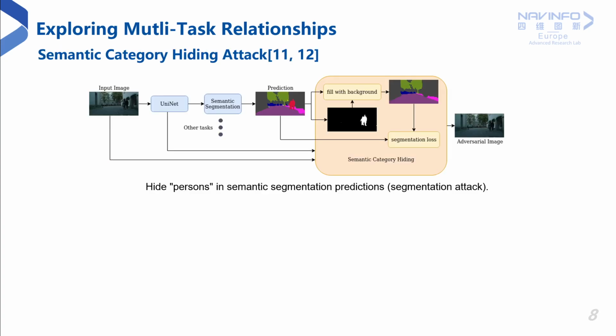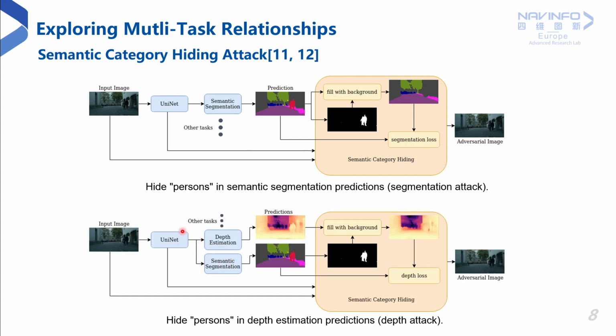Next, we use the semantic category hiding attack. The attack aims at hiding specific objects from predictions. First, we see hiding persons from segmentation predictions. From the segmentation prediction, a mask containing persons is taken. The person regions are then filled with the class of the closest non-person pixels, which gives the target segmentation. Using this target and the segmentation loss, the attack generates an adversarial image.